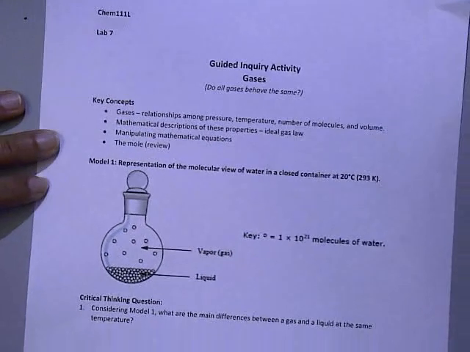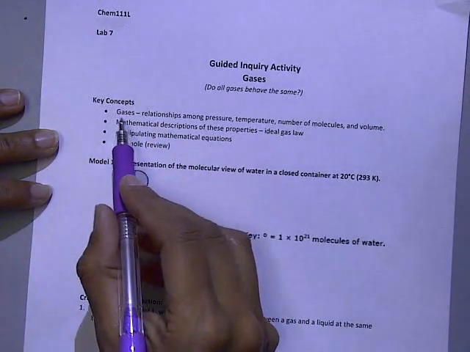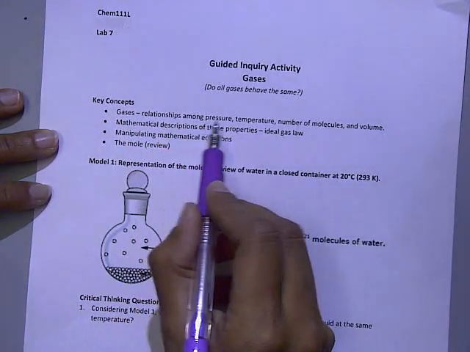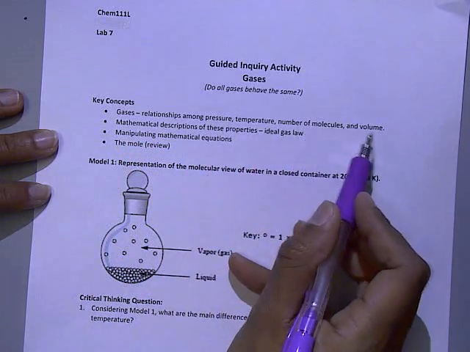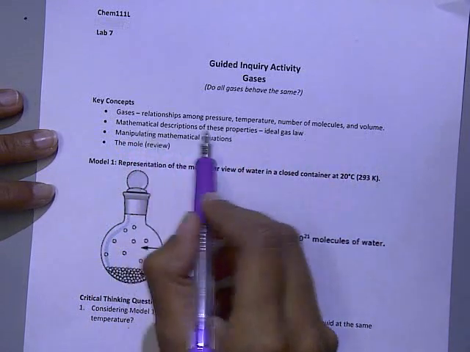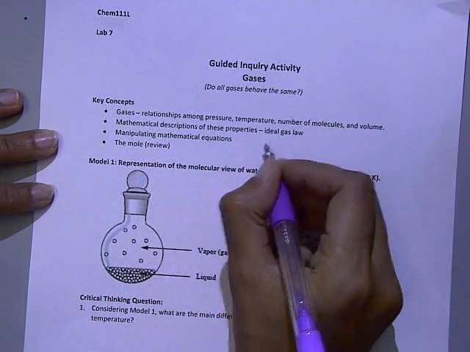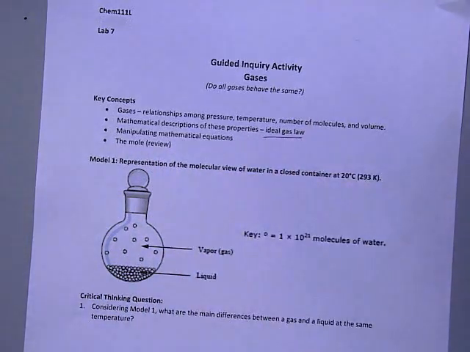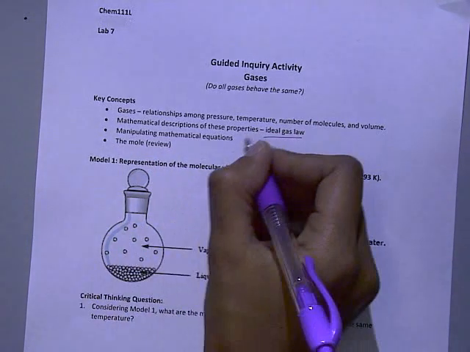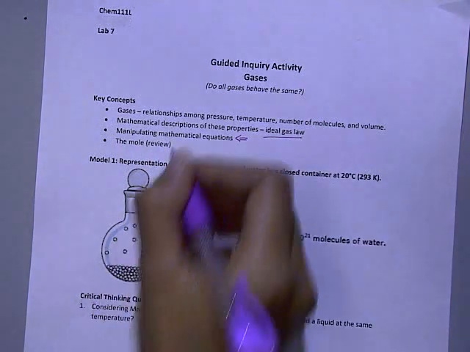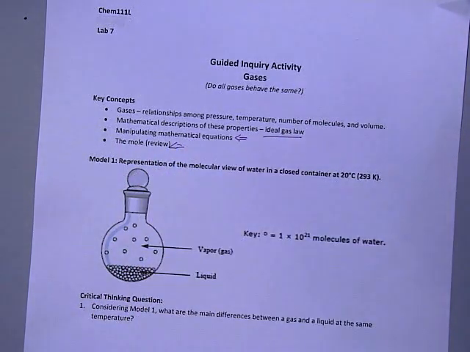So, key concepts from this GIL lecture. With gases, we're going to see the relationships among pressure, temperature, number of moles, and volumes. We're going to give you that mathematical description, which is the ideal gas law, and we just went over that in part 1 of the pre-lab lecture video. We're going to learn about manipulating the equation, and then we'll review moles just in case.